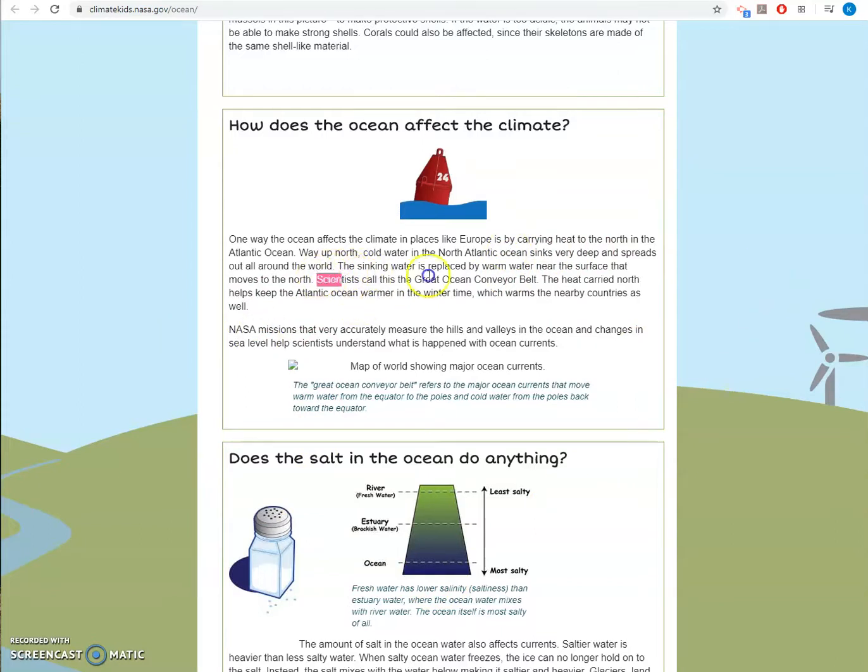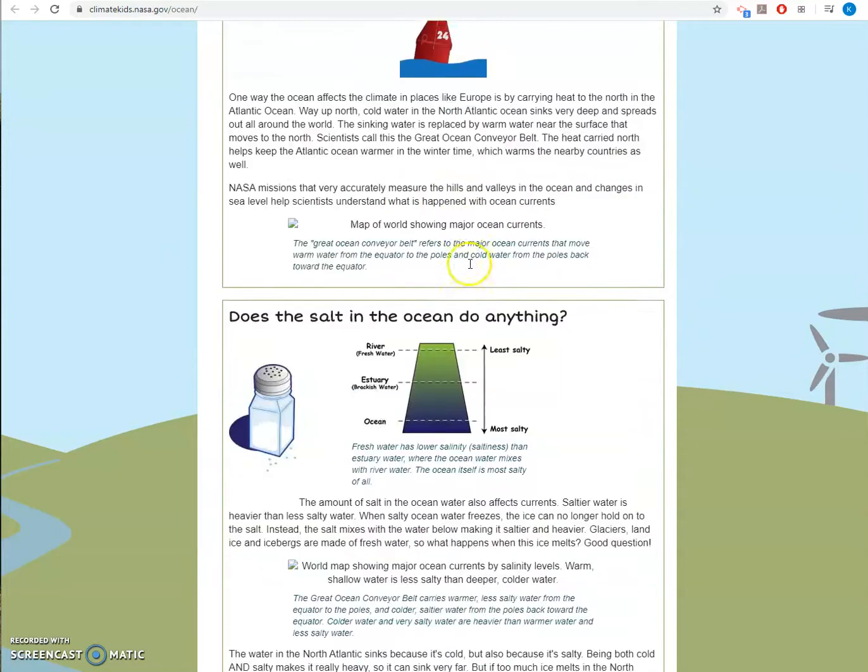You guys hopefully learned about this great conveyor belt, the way that the ocean circulates and that heat is carried through the water last year. But what happens is, if you're increasing the temperature, you're changing the temperature. Same thing's happening if more ice is melting, making the water colder in those areas, right? Then that's affecting the circulation, which is bad.